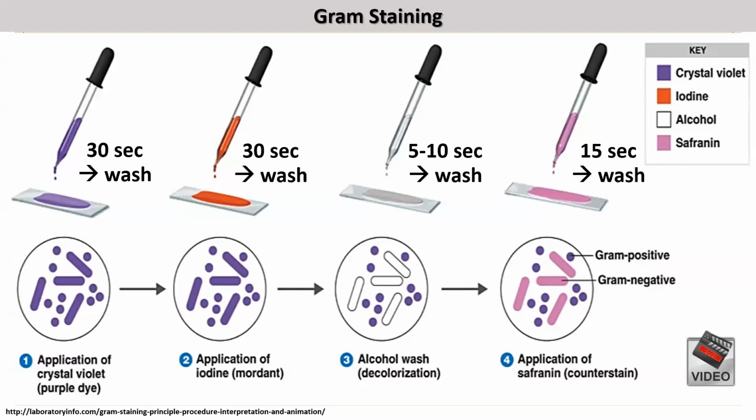And here are the instructions of how to perform the gram staining. First, after you finish the heat fixing of your slide, you will have to apply crystal violet, which is a purple dye, for 30 seconds, and then wash. Then apply the iodine, which is a mordant, for 30 seconds, and then wash. Then apply alcohol, which is a decolorizer, just for a short time, like 3 to 10 seconds, and then wash. And then apply safranin, which is the counterstain, for 15 seconds, and then wash.